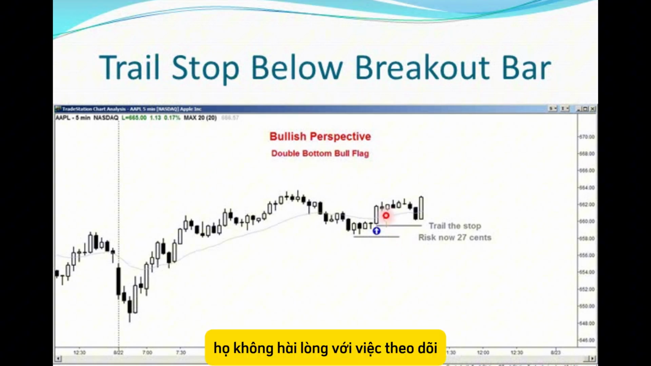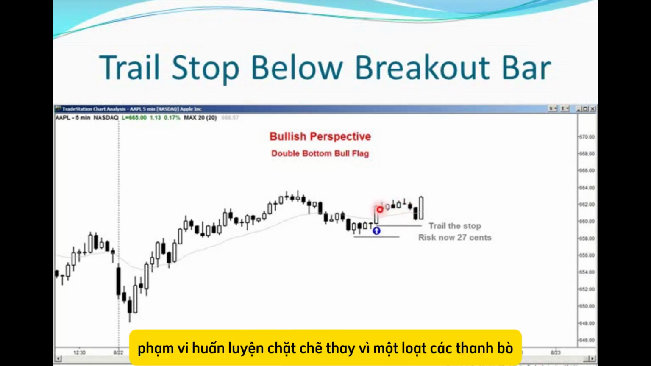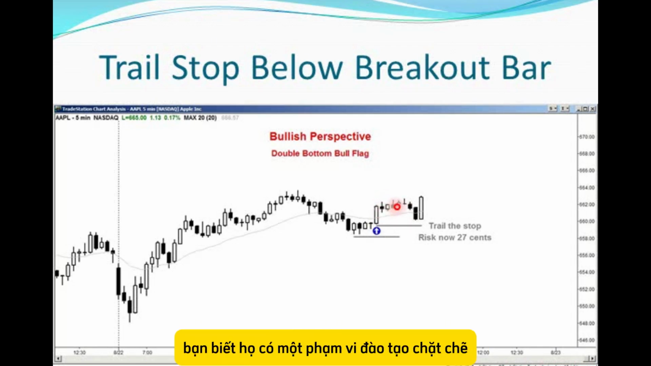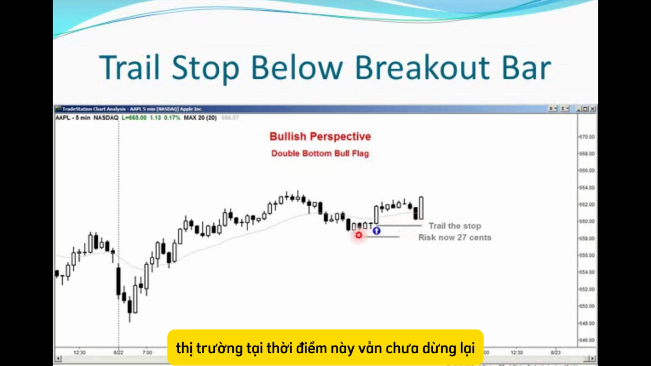They're not all that happy with the follow-through. Tight trading range. Instead of a series of bull bars, they got a tight trading range. And they're certainly not happy with this big bear trend bar. But the market at this point has not hit their stop.